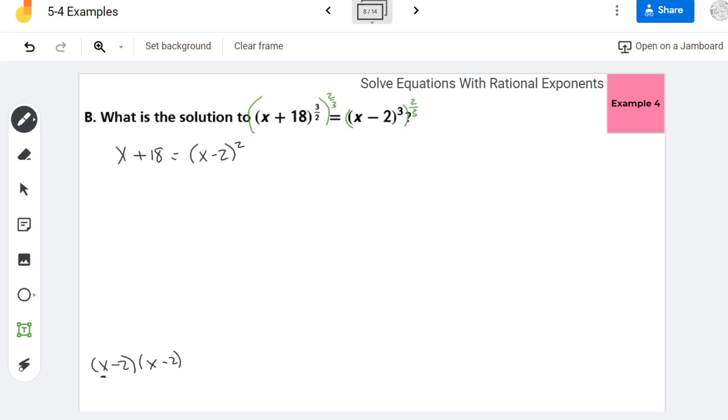Okay? So I'm going to take x and times it to each thing. I get x squared minus 2x. And then I'm going to take negative 2 and times it to each thing. So negative 2 times x is negative 2x. And negative 2 times negative 2 is a positive 4. And collect those like terms. So that is what becomes of the right-hand side of our equation.